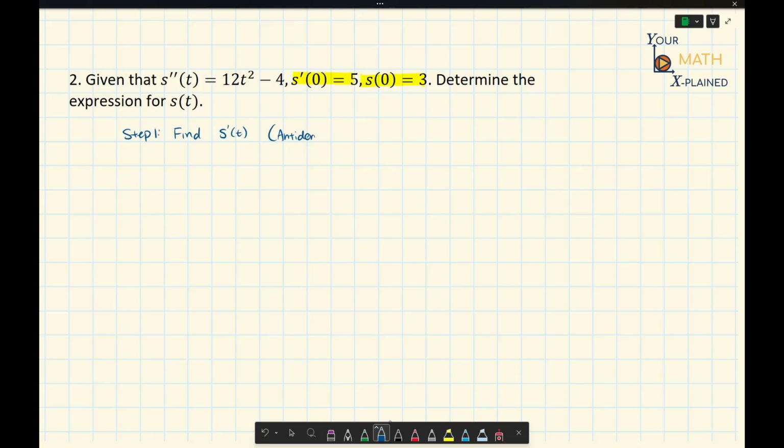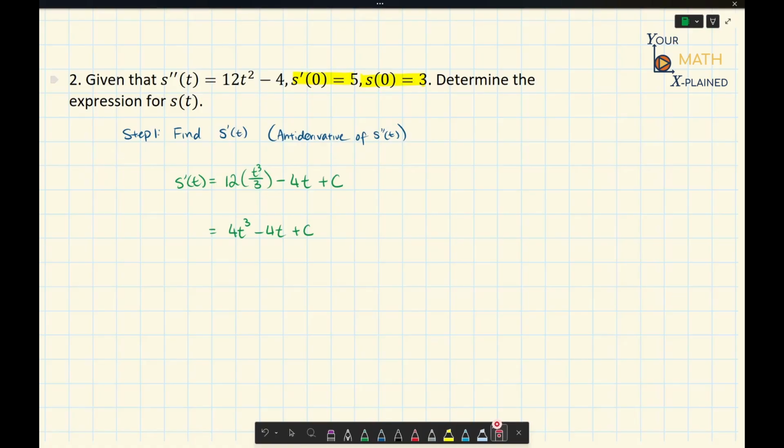And that is going to be the antiderivative of s double prime of t. So since this is a polynomial, we know how to do that. We get s prime of t is equal to 12 times t cubed over 3 minus 4t plus C. And then simplifying that is going to give us 4t cubed minus 4t plus C.